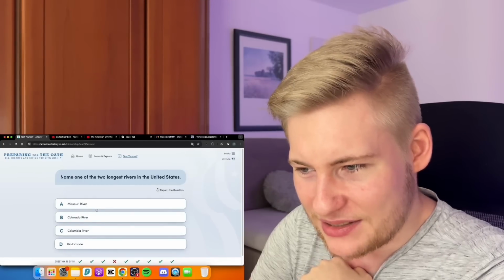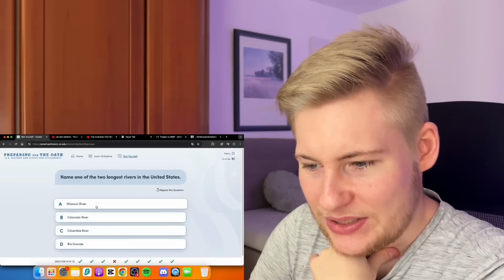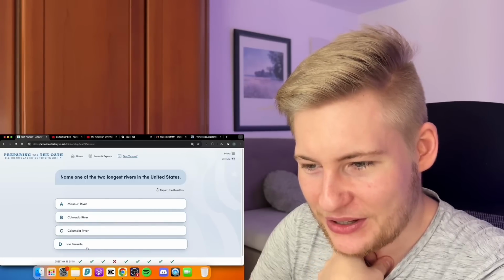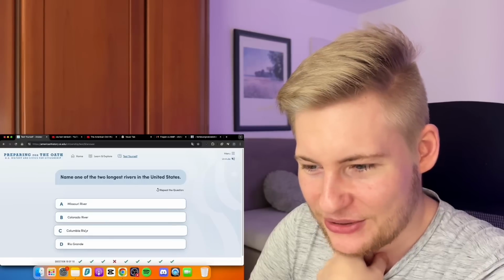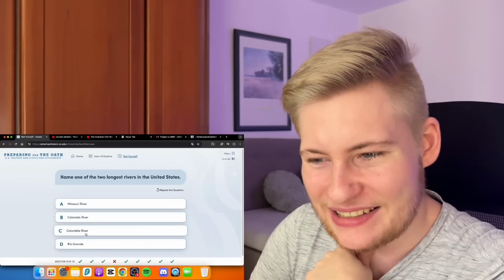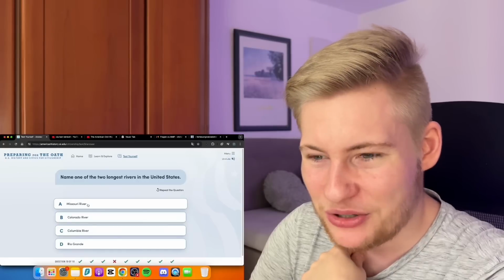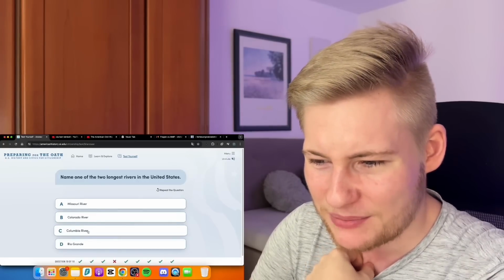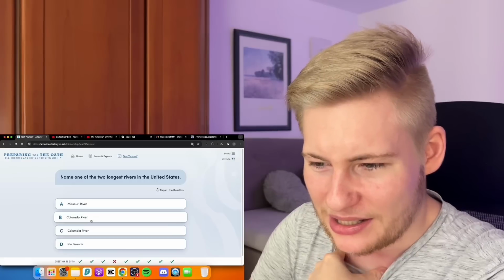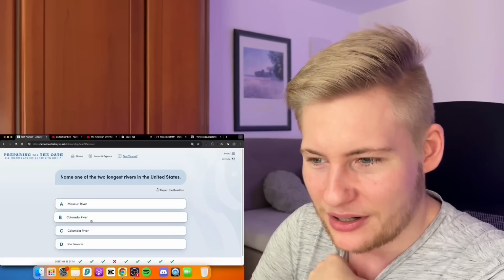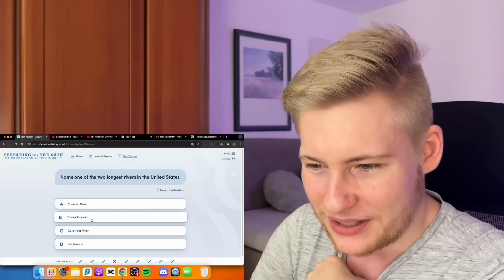Wait, here is not the Mississippi? Oh, yeah. Rio Grande, that sounds very Spanish, so that's probably not it. Columbia River. I never heard that. Missouri River? I could have heard that. That sounds not bad. Columbia River sounds bad. Or Colorado River. As I said, I have heard Colorado River, and probably then it was a very big river. So I will go with Colorado River, I think.